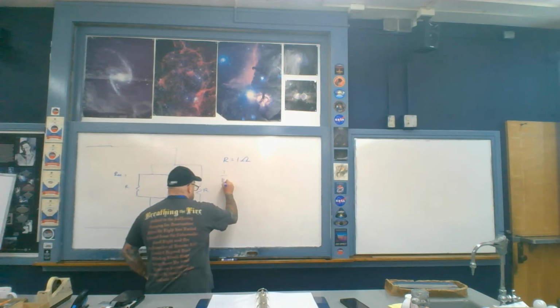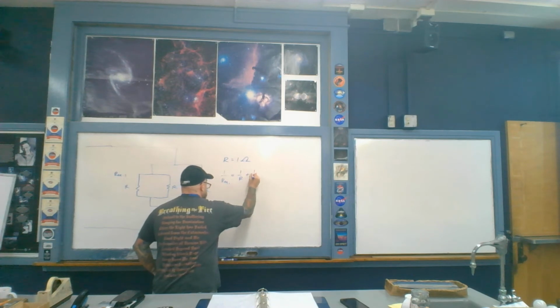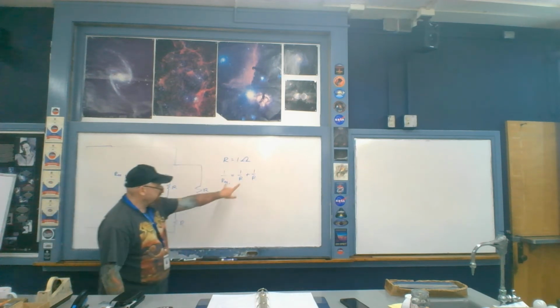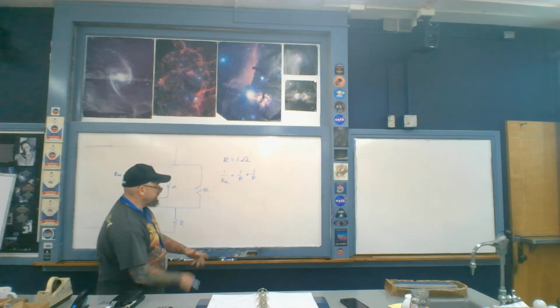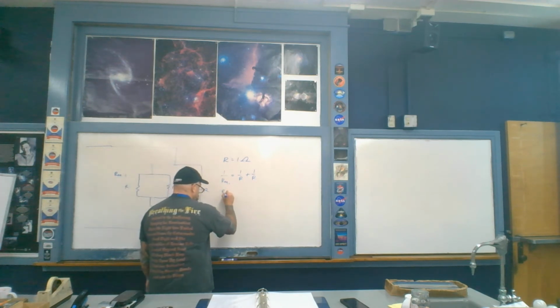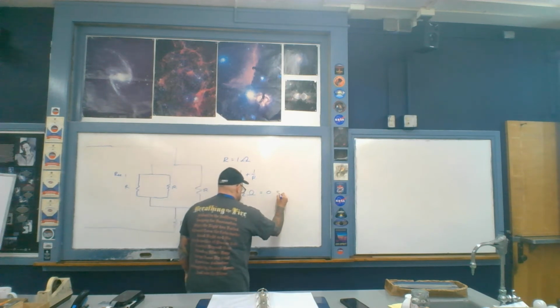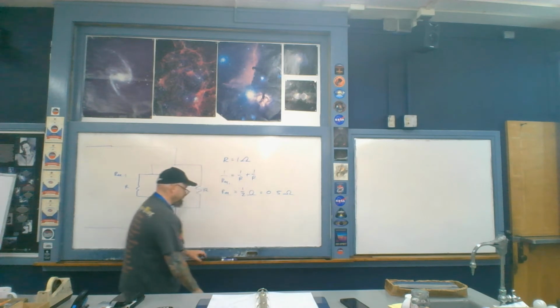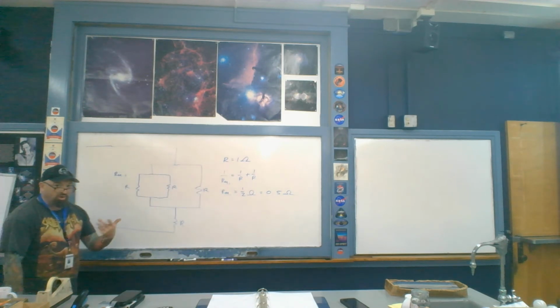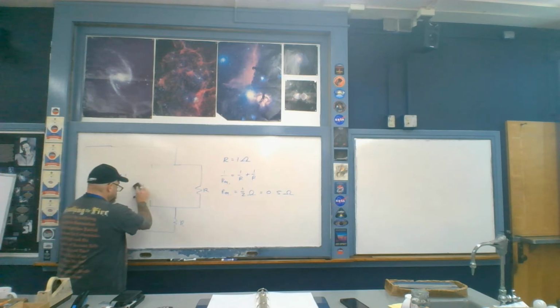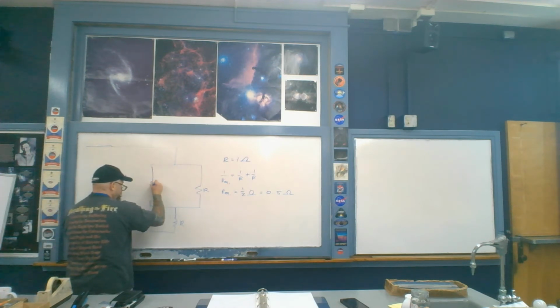So 1 over R equivalent 1 is equal to 1 over R plus 1 over R. Remember that all the R's here are the same, so I just have a total of 2 on the right-hand side of the expression. Take the reciprocal, and then therefore R equivalent 1 is equal to 1/2 ohm, .5 ohms. I suggest that you pause and just redraw the diagram. I'm just going to erase here.